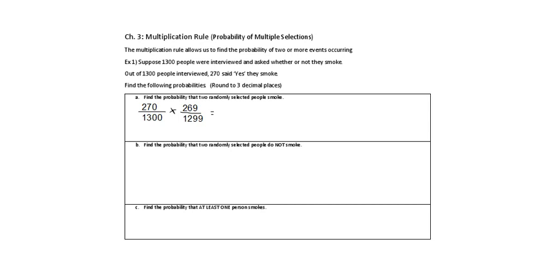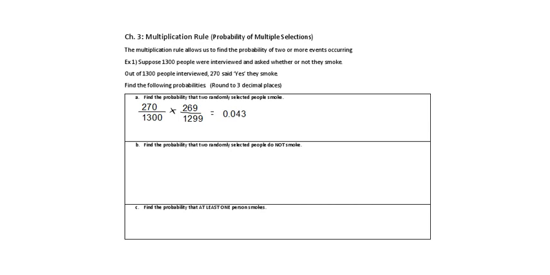The reason for that is we started with 1,300, and we interviewed one person. Well, we're not going to interview the same person again, so there's only 1,299 people left to interview. So that's where the 1,299 came from. Anyway, we'll multiply that together and we'll have an answer. And the answer for that is 0.043.